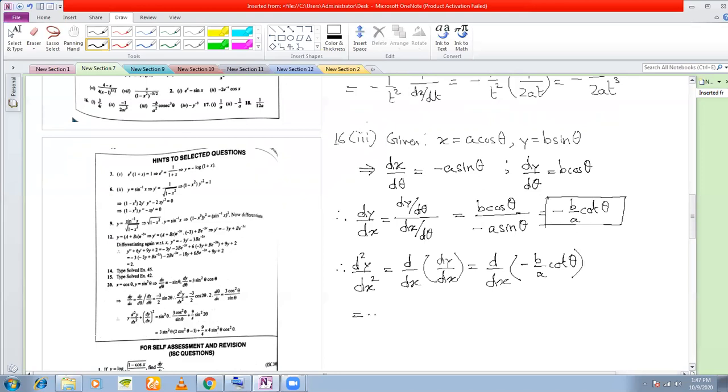Now minus b by a you can take out of the differentiation. You're only left with d dx of cot theta. Now how do I differentiate cot theta? Tell me. Sir, the differentiation of cot theta is minus sin. No, sir. Cos is minus sin. Cot is minus cosec square. So you still don't know your differentiation formulas.